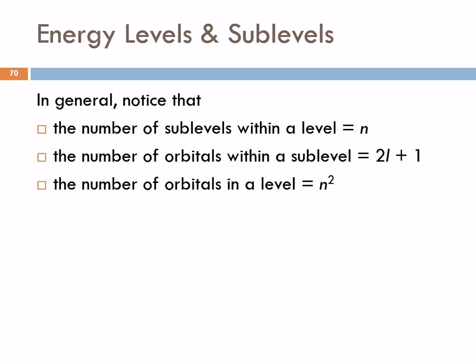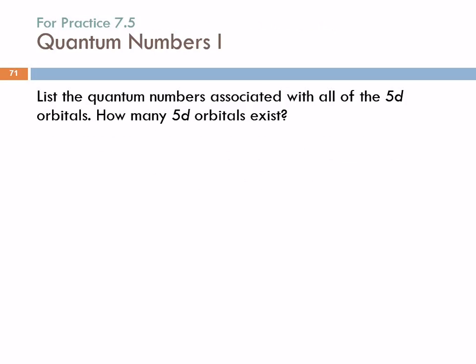The number of orbitals within a sublevel is 2 times L plus 1. I personally don't find that very helpful. The number of orbitals in a level is equal to n squared. I don't find that very helpful either, but there it is. So what do we need to do with stuff like this? Well, let's list the quantum numbers associated with all of the 5D orbitals.